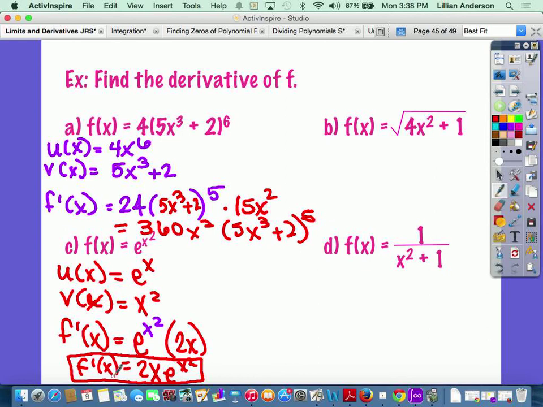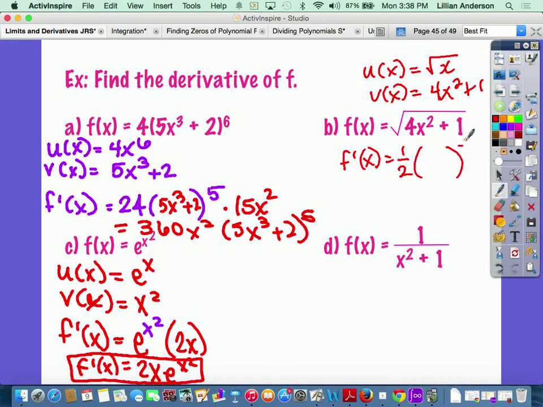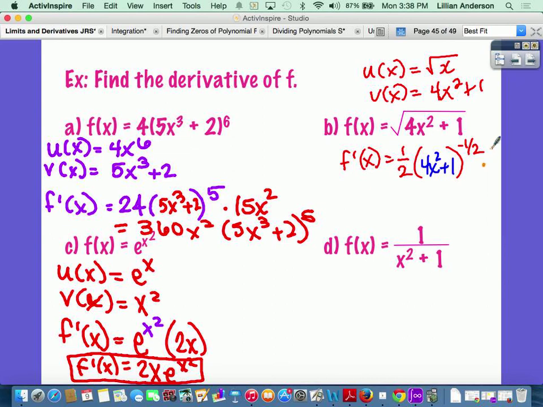All right? Let's look at another one. I'm going to thin out my pen so you can see it here. My u of x, that big function, is the square root of x. V is going to be 4x squared plus 1. The derivative of the square root of x is 1/2 x to the -1/2. But instead of writing x, you guessed it, I'm going to write 4x squared plus 1. Then I'm going to multiply it by the derivative of v, which is 8x.